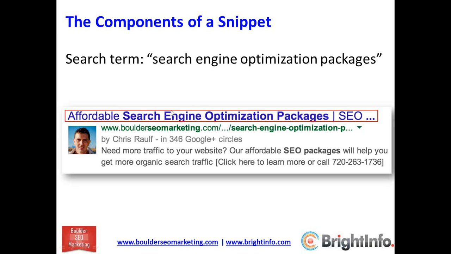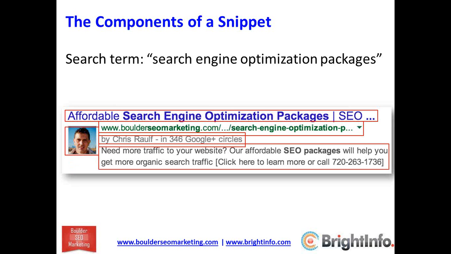This is actually the title that Google displays in the search engine results page. So it says affordable search engine optimization packages, and who wouldn't want to get an affordable search engine optimization package? Google will also display the URL where you're going to be sent to if you click on this search result. Then, because I installed Google Authorship, Google will also display additional information about me, and actually maybe I should get a better picture so I can get more clicks. But I also recommend that you install Google Authorship for your website.